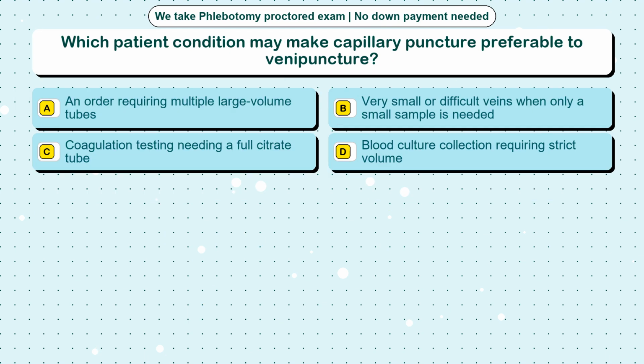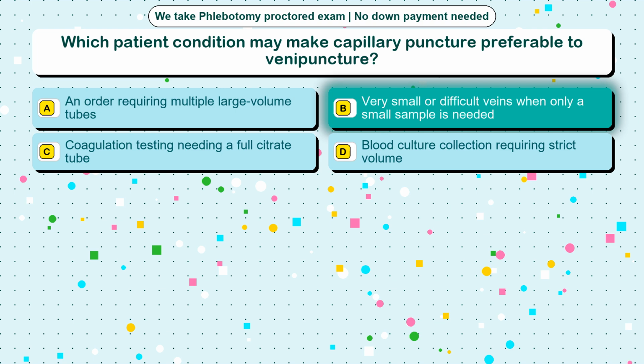Question 67. Which patient condition may make capillary puncture preferable to venipuncture? Option A. An order requiring multiple large volume tubes. Option B. Very small or difficult veins when only a small sample is needed. Option C. Coagulation testing needing a full citrate tube. Option D. A blood culture collection requiring strict volume.